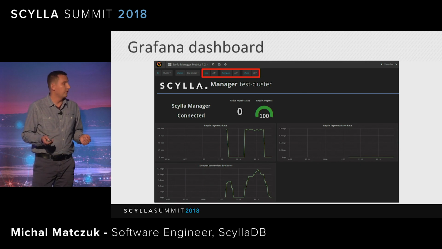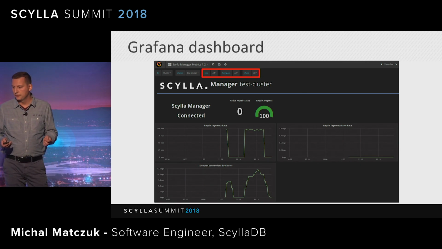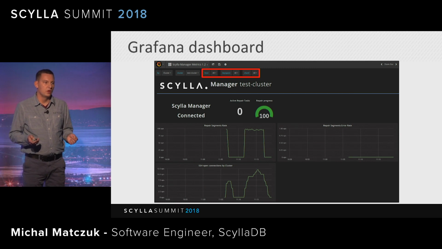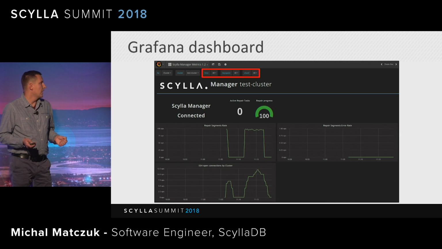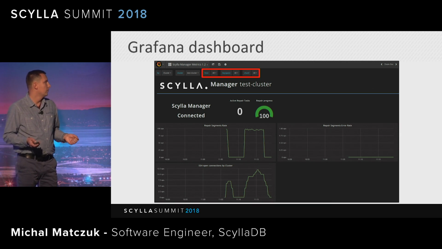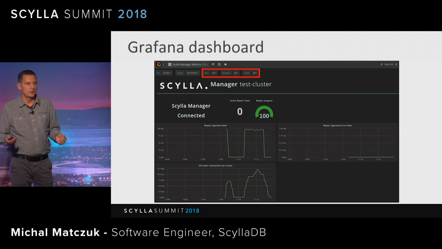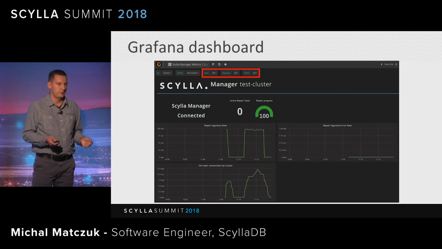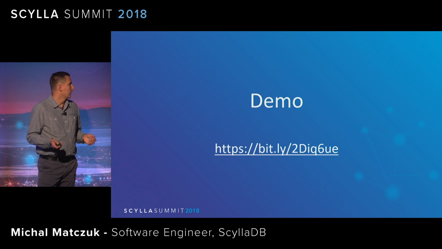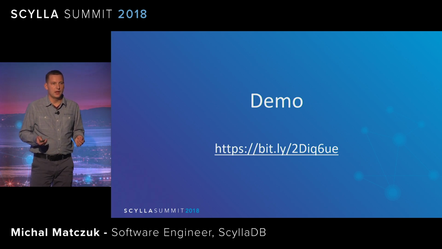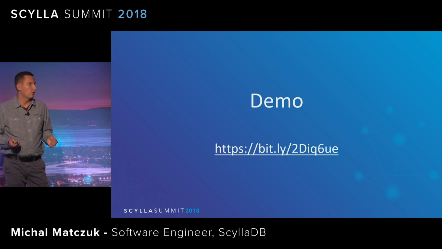Okay, we have a Grafana dashboard, as I said. You can see that at a booth, but it shows the progress. The same information is available from sctool, the command line tool. And in the Grafana dashboard, you can dig down into individual keyspaces, hosts, or even shards to see progress in detail. Okay, let's see a little demo prepared by my colleague Henrik.